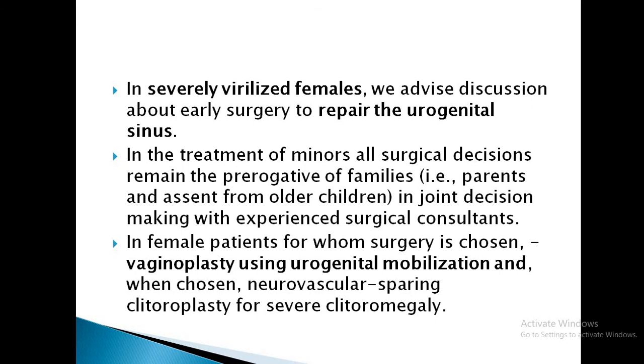If a minor is to be treated, the decisions remain the prerogative of families, that is parents, and even the older children can also assent. So it's a joint decision. In female patients in whom surgery is chosen, vaginoplasty using urogenital mobilization, and when chosen, neurovascular sparing clitoroplasty for severe clitoromegaly is done. Vaginoplasty using urogenital mobilization is the surgery of choice.